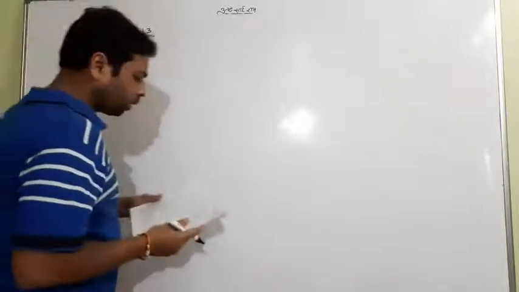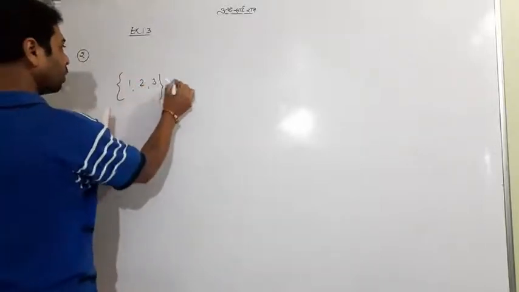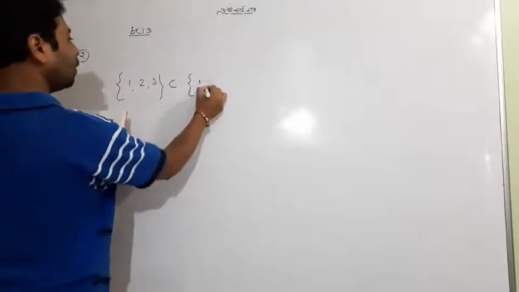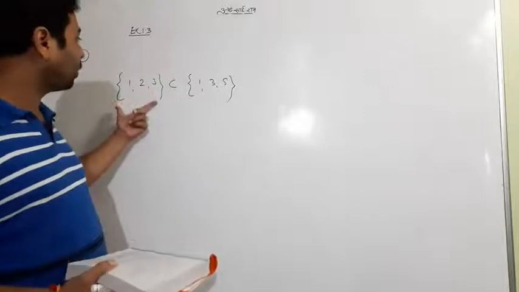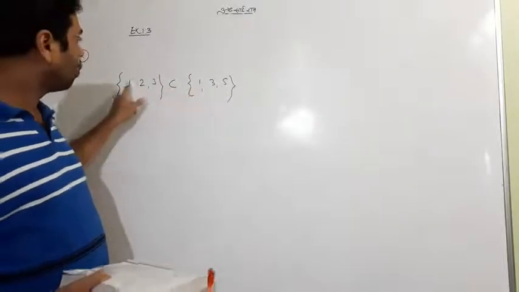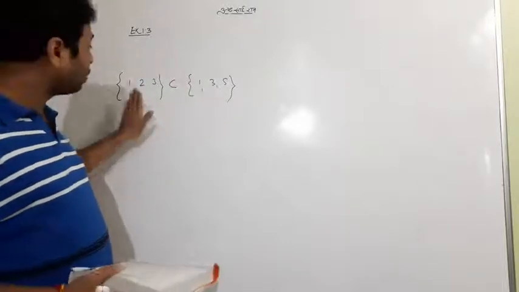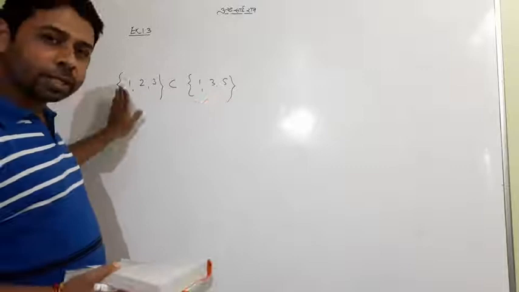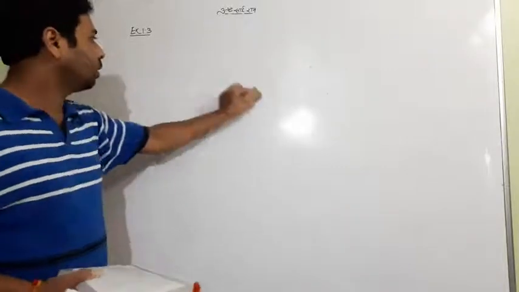It is simple. You can predict that {1, 2, 3} is a subset of {1, 3, 5}. Is it true? No, it is not true, because not all elements of {1, 2, 3} are elements of {1, 3, 5}. 2 is in the first set, but 2 is not in the second. All elements must be in that set for it to be called a subset. So it is a false sentence.